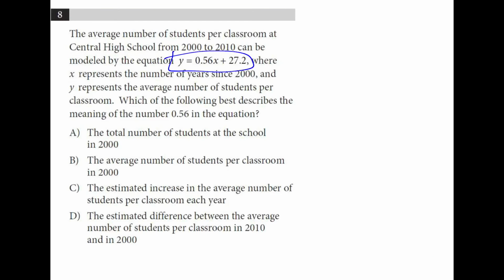So this equation shows us the average number of students per classroom at a particular high school, and we can see that it's going up. It started at 27, it's going up by 0.56 per year. So it's the average increase, the estimated increase each year. Those are keywords for slope.